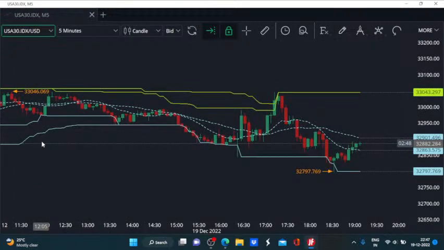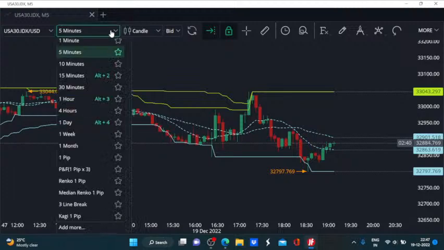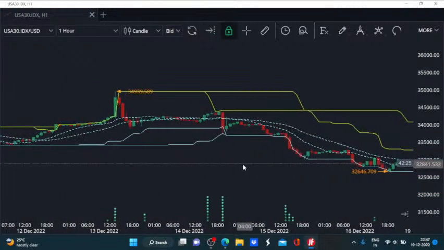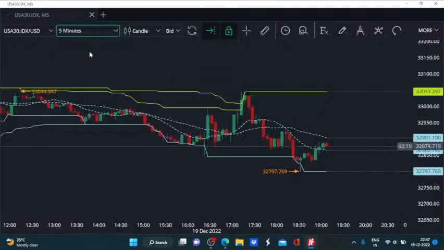On the equity side, we have the Dow Jones Industrial Average also trading in this narrow range, and just like other major currencies, the Dow is not going anywhere for the day. It is trading in this narrow range of around 1 percentage point. So the volatility is quite less for today's session compared to all major currencies, major financial instruments.